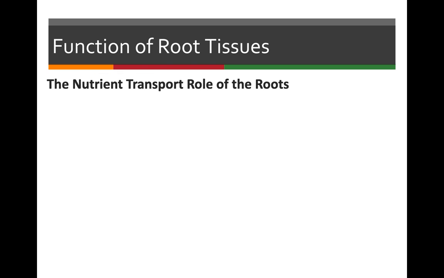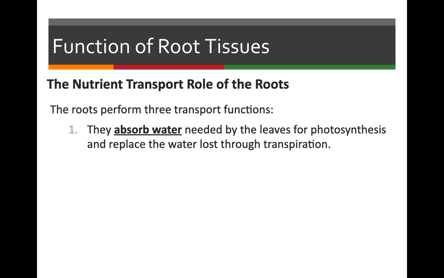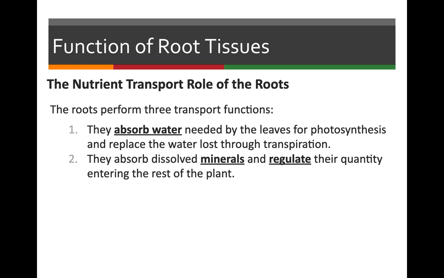So now if we talk about the function of the root, it has a nutrient transport role, right? It has 3 transport functions. It needs to absorb water that's needed by the leaves for photosynthesis. And there will also be water loss through transpiration that will need to be replaced to maintain that column of water that's heading up to the leaves. The roots also absorb dissolved minerals and regulate their quantity entering the rest of the plant.